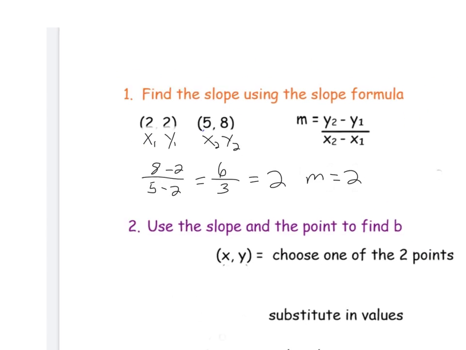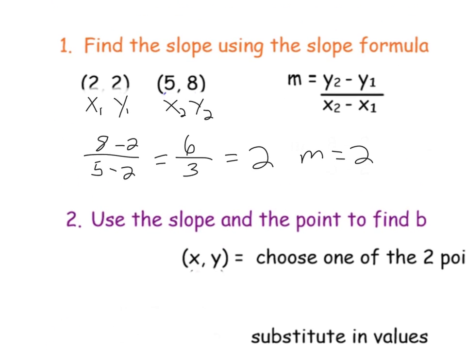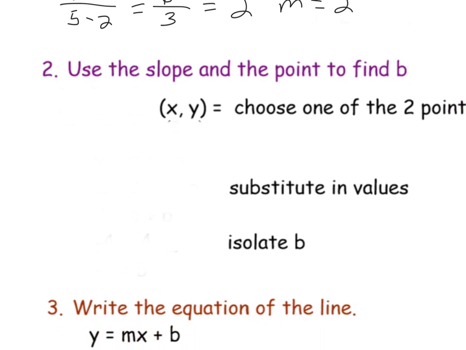Now our next step, and I'll zoom in on it as well, is we can use the slope and 1 point to find the value of b. It does not matter which point you use, you will end up with the same value of b regardless of the point you choose. So if we look back up here at our points, we have (2, 2) and (5, 8). Let's do (5, 8). So remember, if my points look like x, y, the 5 would be the x, and the 8 would be the y.